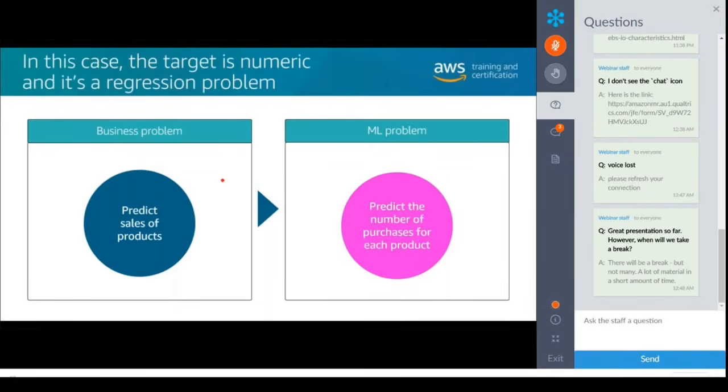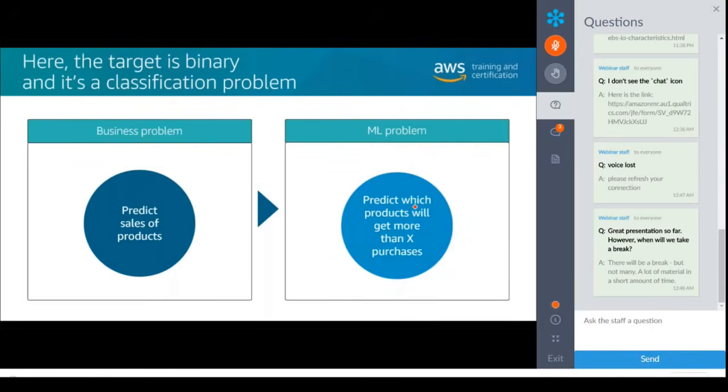So if the target is numeric and it's a regression problem, then it might be framed as something like predict the number of purchases for each product. Number, that's a key word there, right? Number. Okay, or if it's a classification problem, like predict which products will get more than X purchases. That's kind of reframing it, right? We're saying, well, are we trying to predict the actual number of sales of a product? Are we trying to predict high and low sales? And let's say we say more than 10 purchases is considered to be a large number of purchases. I don't know, right?